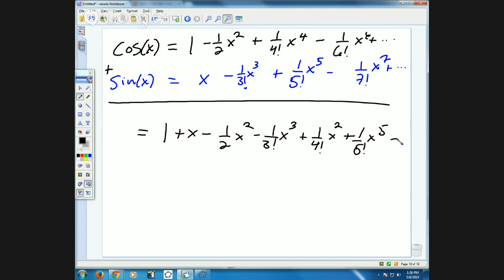Is that black thing e to the x? There are some sign issues. It goes plus, plus, minus, minus, plus, plus, minus, minus, plus, plus, minus, minus forever. Oh, we are so darn close.